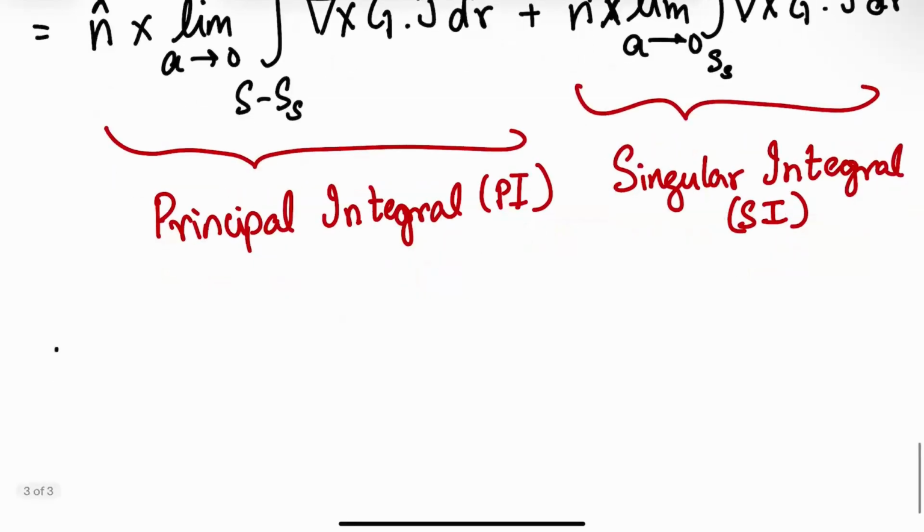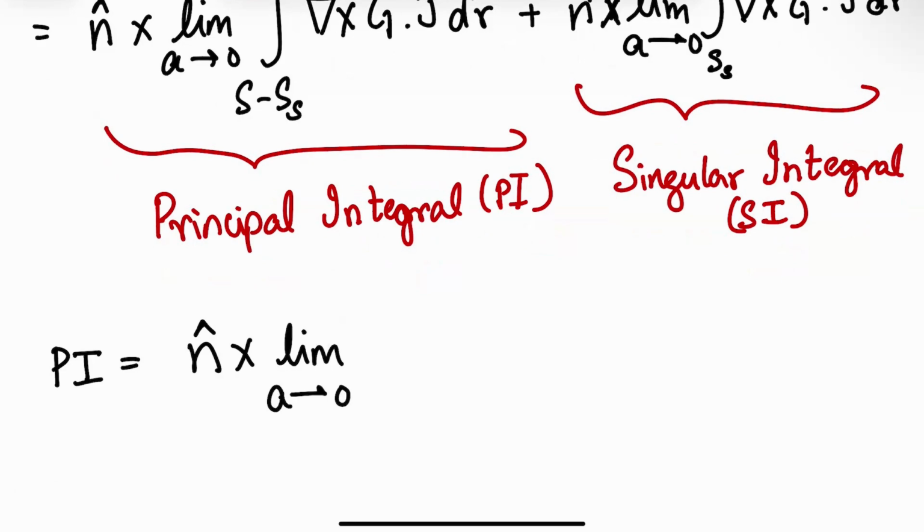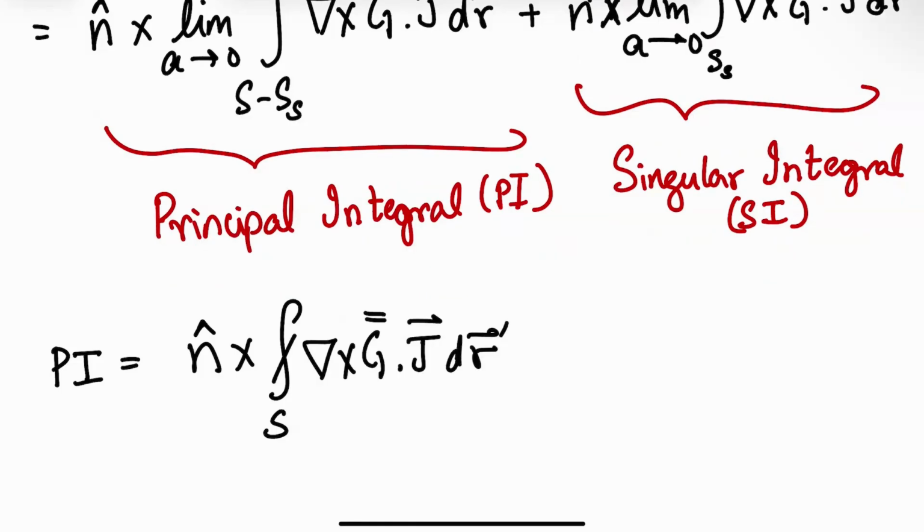So the principal integral PI is equal to n hat cross limit a tends to 0. Actually, let me rewrite this. I'll write it as n hat cross the integral over the surface with a dash, curl of G dot J dr prime. And this notation of the dash is the same as the definition that we had up there.